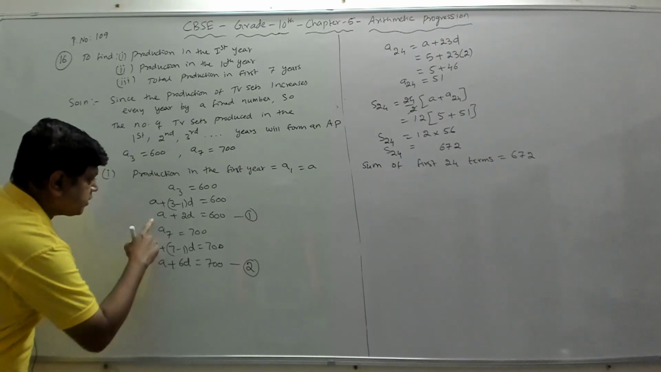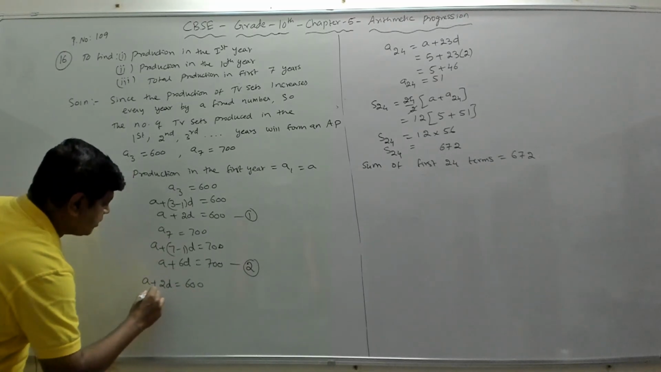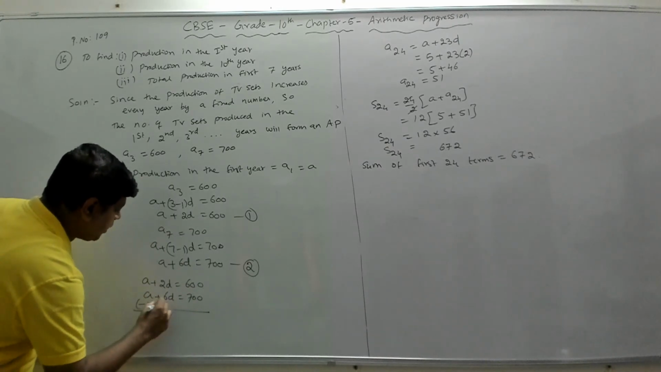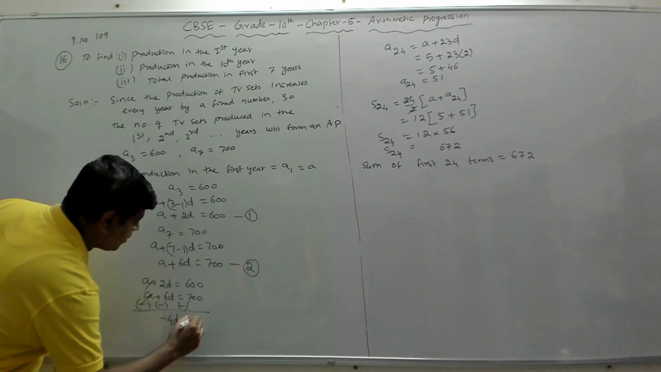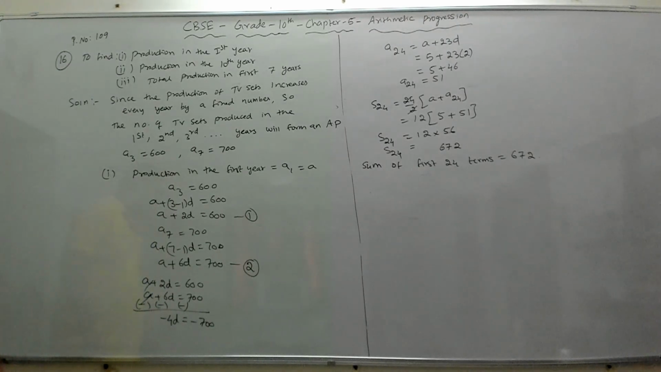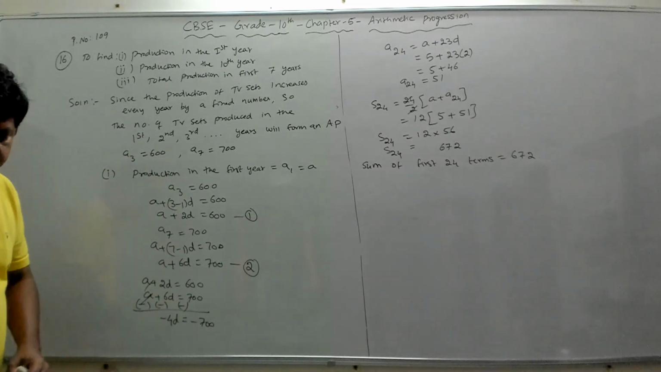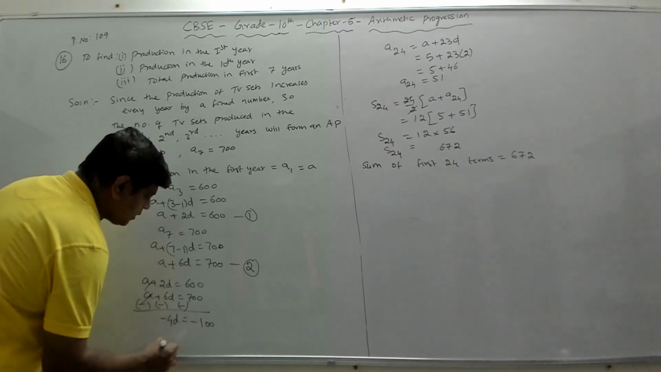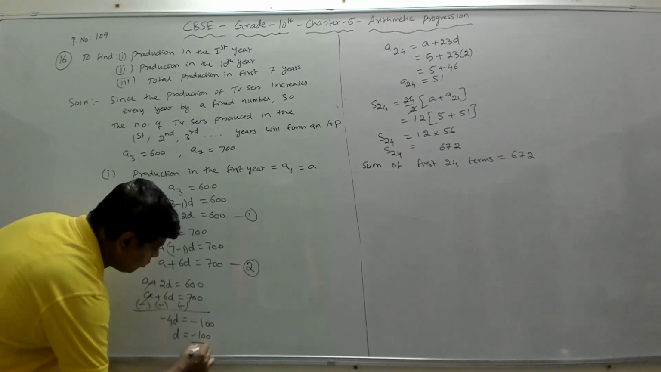So let's solve the first and second equation. The first equation: A plus 2D equal to 600. And the second is A plus 6D equal to 700. Now we'll subtract. A minus A is cancelled. So this is minus 4D equal to minus 700. Oh, sorry, what am I writing? Sorry, 100. Minus 100. So 600 minus 700 is minus 100. So D becomes minus 100 by minus 4, which is 25.